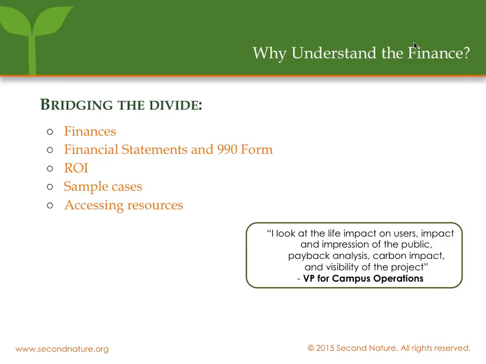Let's dive right into understanding why the finance is important. In order to get project approval from business officers, there are several key points that are first necessary to comprehend to gain this approval. Sustainability coordinators need to know how to add finances into their climate action plans or connect with the people on campus who can support this effort. They need to identify and understand specific important information in financial statements and 990s, which we will discuss later.